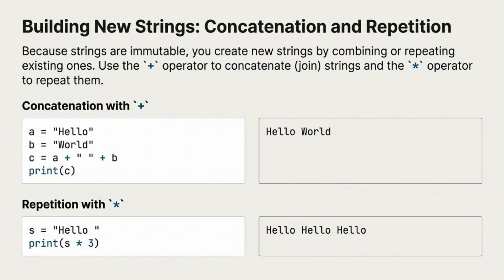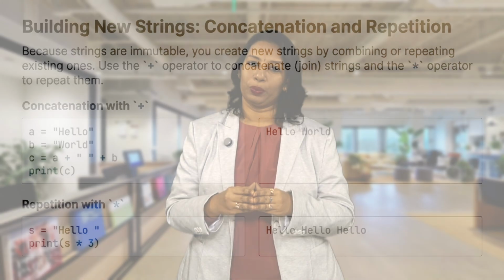Next is string repetition using the asterisk operator. This operator allows us to repeat a string multiple times. Here, the string hello is repeated 3 times, producing the output hello hello hello. Notice that Python repeats the entire string exactly as written, including spaces.